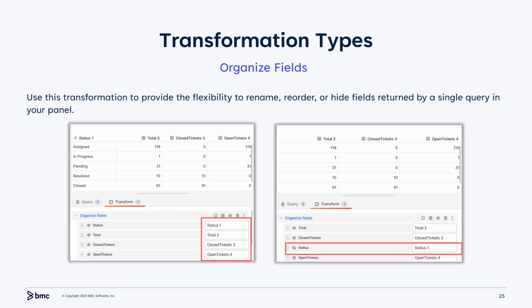The organize fields transformation allows you to rename, rearrange, or hide fields displayed in the table. As shown in the first screenshot, the status, total, closed tickets, and open tickets fields were renamed. In the second screenshot, we observed that the fields were reorganized and the status field was hidden.